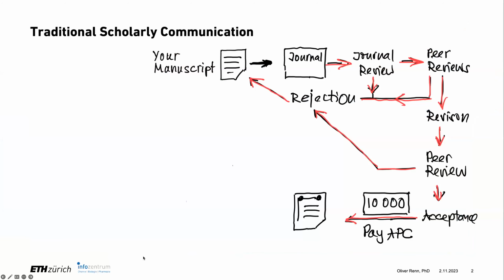The traditional scholarly communication process is pretty complicated. You submit your article to a journal, it's reviewed, there's peer review, you have a big chance of getting rejected. So it's a lengthy process which is not under your control, as indicated in red. And finally, once your article is accepted, you usually have to pay up to 10,000 Swiss francs to get published, and then your article is visible.